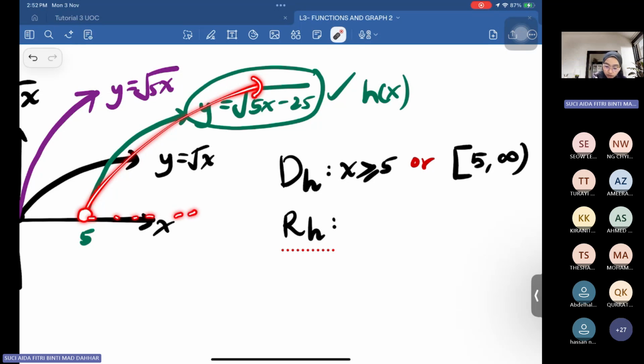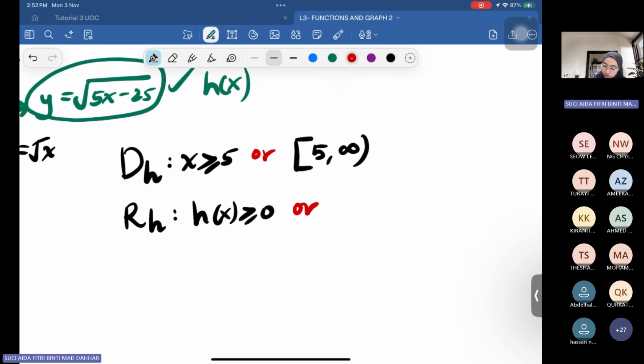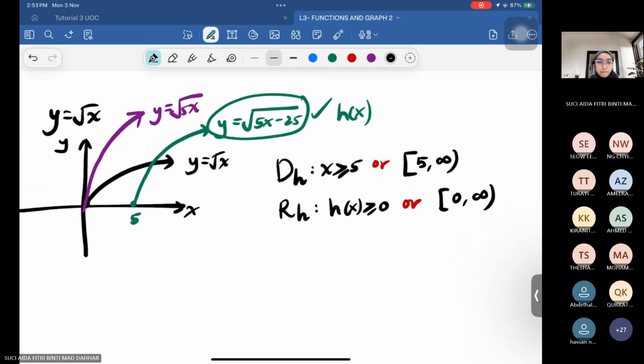Okay, and what is the y value here? y equals 0. So your y values are everything above or on the x-axis. So how do you write? h(x) is more than or equal to 0. Okay, or in interval form, you can write them as 0 to infinity. Okay, is that clear? So this is the set function. Any questions? No?